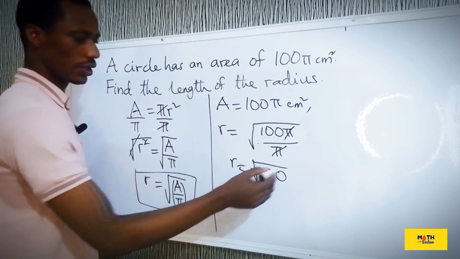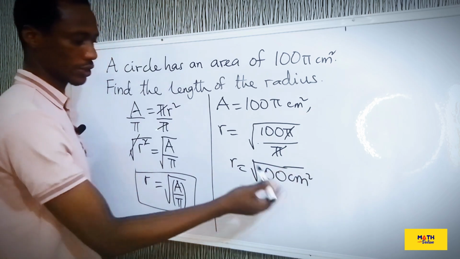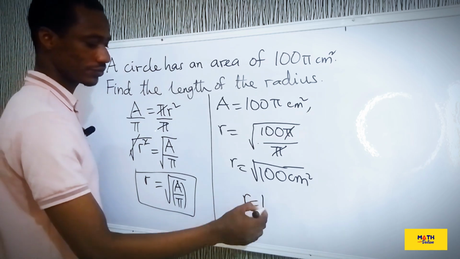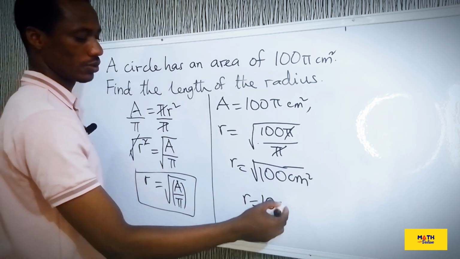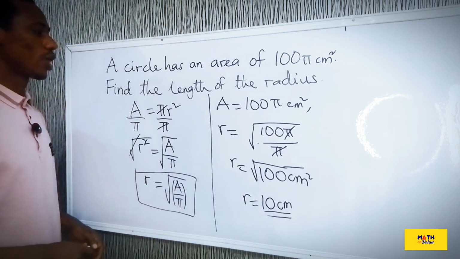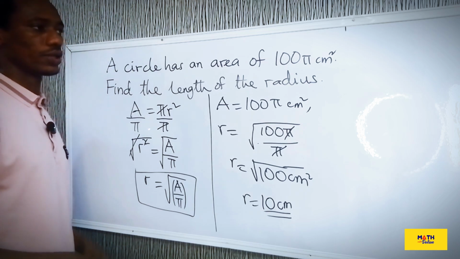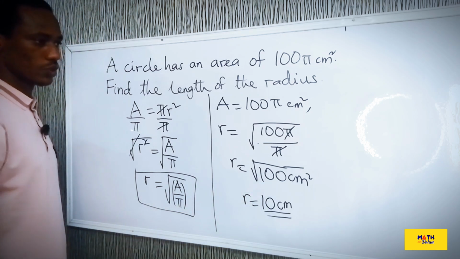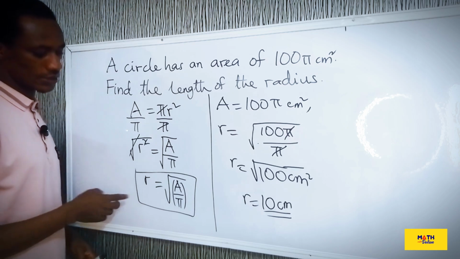All right, I'll put the unit so we see how we come back to centimeters. So the square root of 100 is 10, and the square root of centimeters squared will be centimeters, and that's our final answer. So the length of the radius of the circle with the area 100 pi centimeters squared is 10 centimeters.